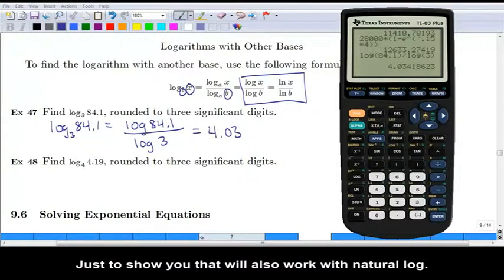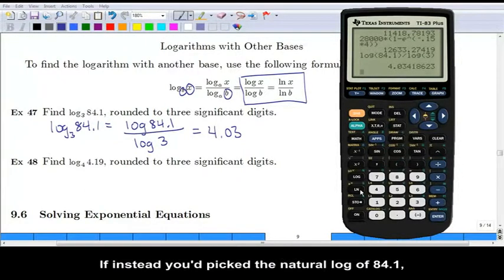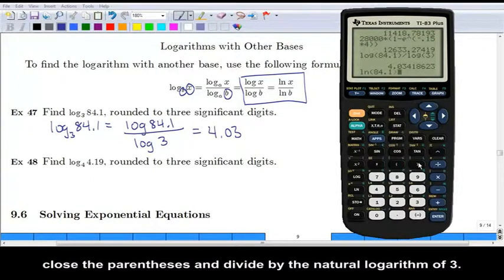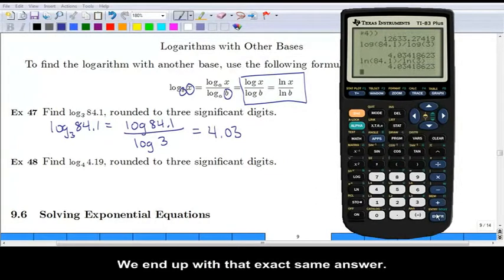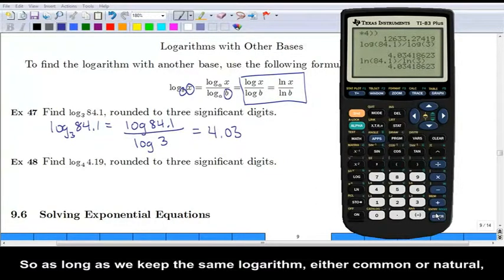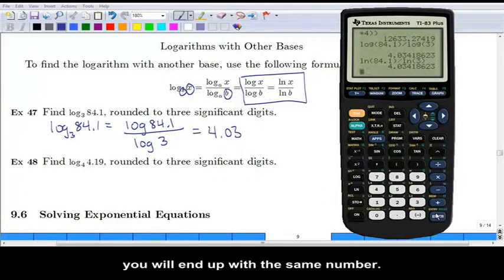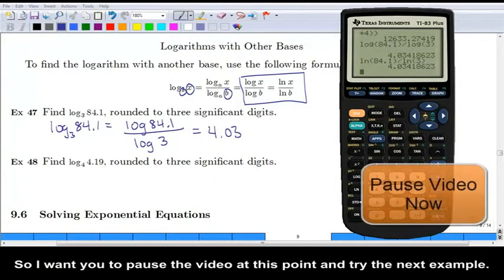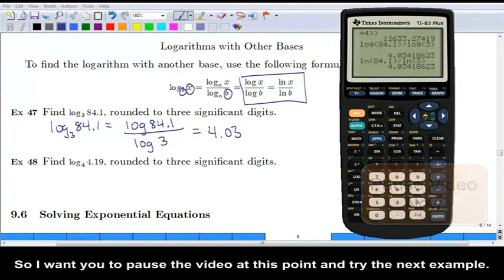Just to show you that this will also work with natural log, if instead you had picked the natural log of 84.1, close the parentheses, and divide by the natural logarithm of 3, we end up with that exact same answer. So as long as you keep the same logarithm, either common or natural, you will end up with the same number. So I want you to pause the video at this point and try the next example.